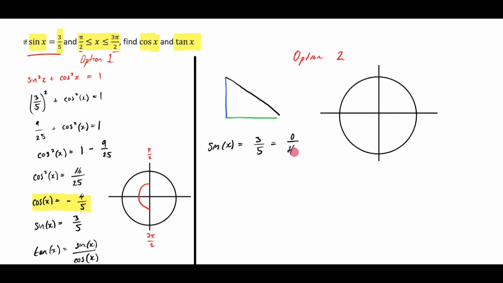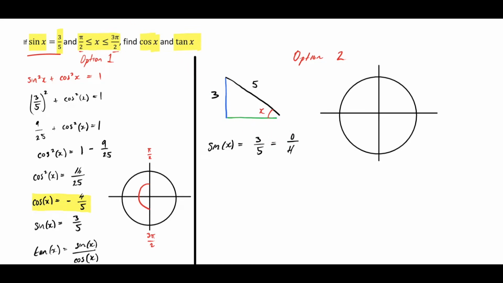My opposite over my hypotenuse, the opposite over the hypotenuse. So that means the 3 is going to equal the O, and the 5 is going to be equal to the H. So when I come up here now, I could say my opposite, so let me label this as x. My opposite of that is going to be 3, and my hypotenuse is going to be 5.